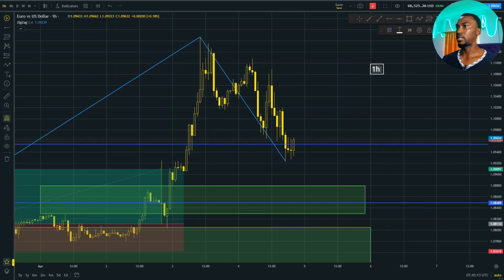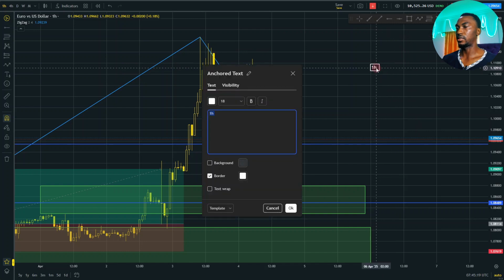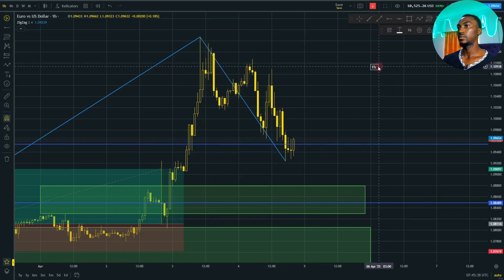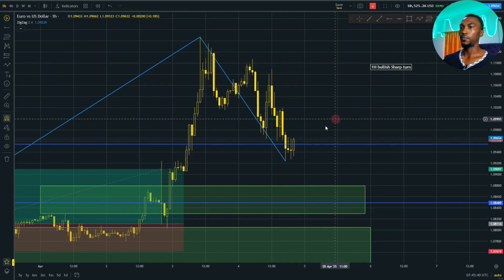Oh, that's terrible. The 14 is too small for us to see. So let's say 18. Well, let's make it 16. So 1 hour bullish sharp turn. This is what we're looking out for.